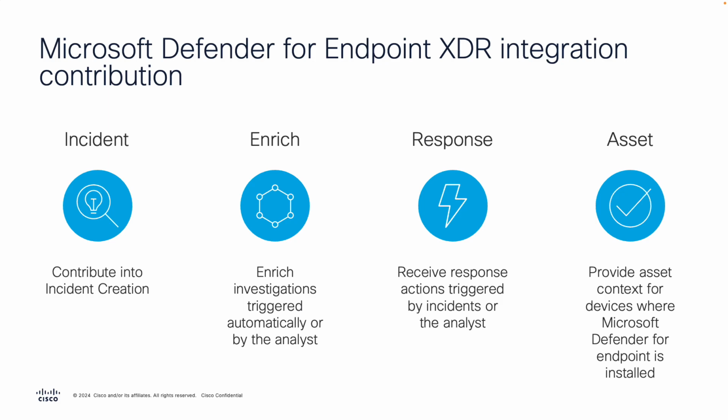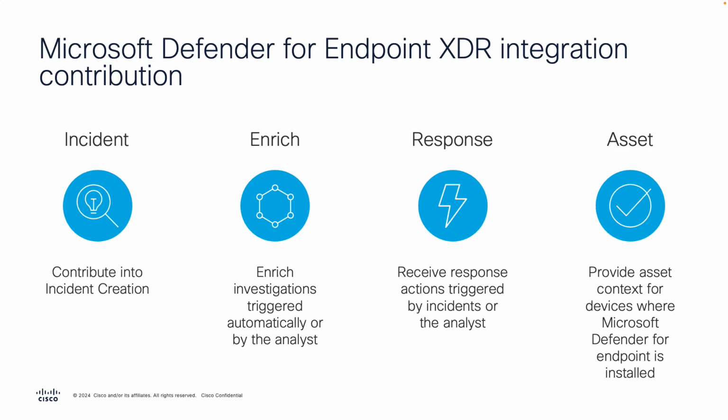The second type of contribution is at the enrichment level, where an investigation can be launched automatically by the system based on an incident, or manually by an analyst when they are doing threat hunting activity. In this case, or in the automated case, an observable can be investigated leveraging Microsoft Defender for Endpoint information, including, for example, an IP, a file hash, or other information that could be pulled out of Microsoft Defender for Endpoint based on the actual detection that we have seen.